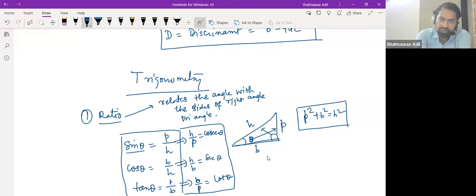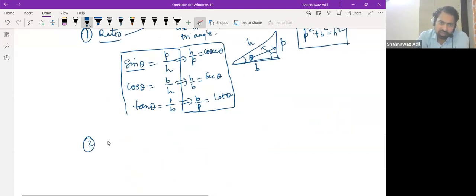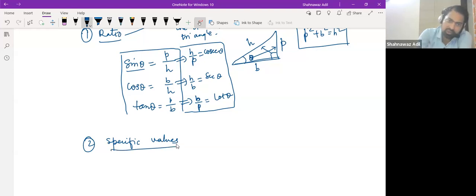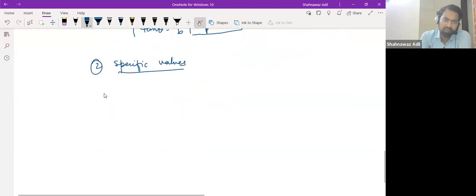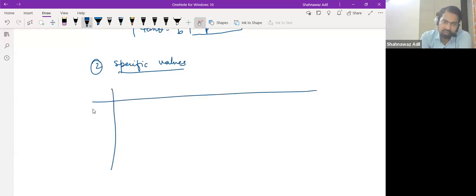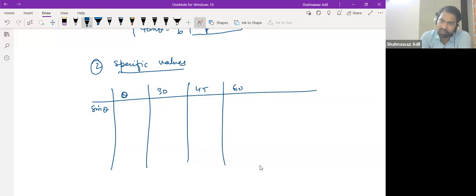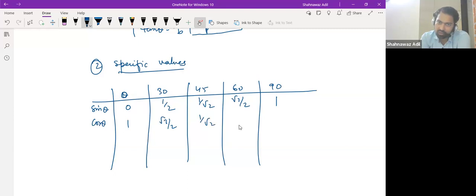And then we calculated the specific values, right? I told you guys that when we know the first one, we only have to remember the sine one, and the rest we can calculate. So for 30, 45, 60 and 90, this is 0, half, 1 by root 2, root 3 by 2, 1. And to write the cos, we just reverse the order: 1, root 3 by 2, 1 by root 2, 1 by 2, 0.